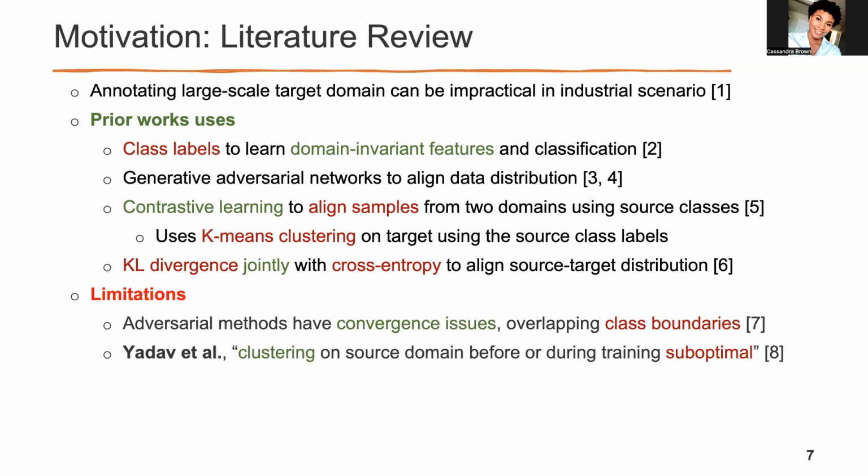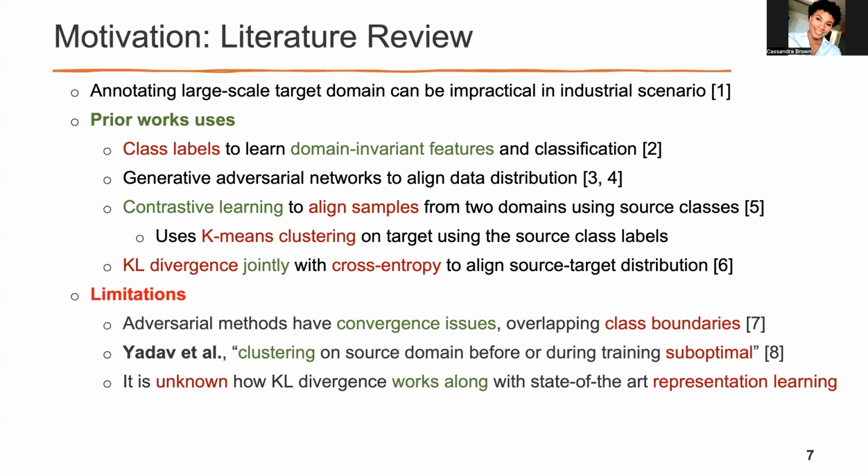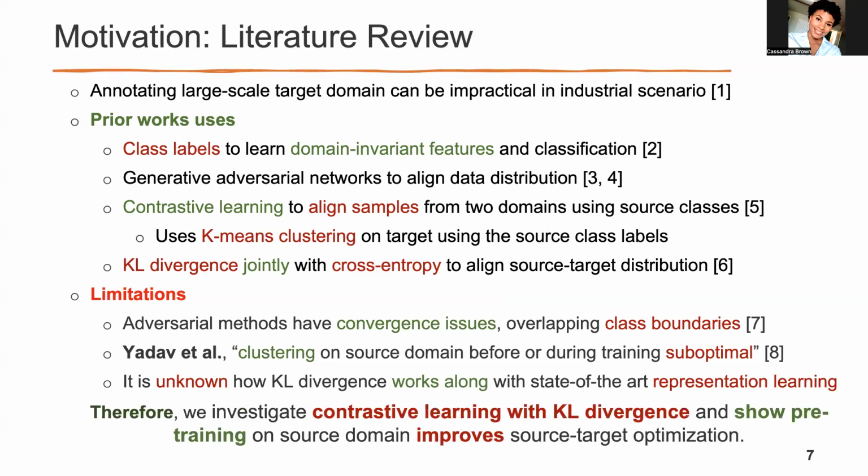And also for the contrastive method that is proposed there, Yada et al. say that clustering on the source domain before or during training is suboptimal, and because of that, it might be a problem for them. Also, it is unknown how KL divergence works along with state-of-the-art representation learning, for example, contrastive learning. Therefore, we investigate contrastive learning with KL divergence and show that pre-training on the source domain before adding the target domain improves source-target optimization.